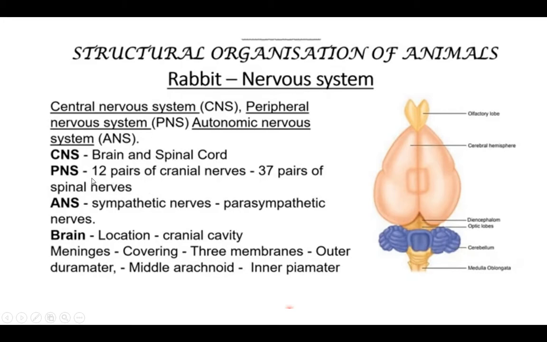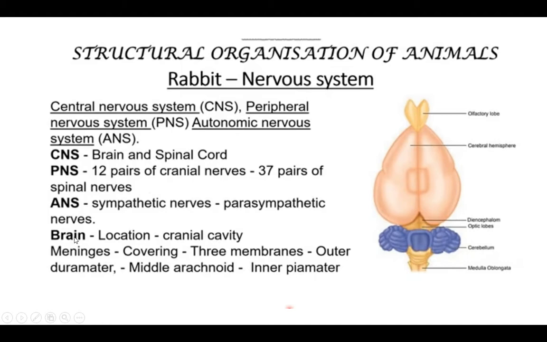Remember, this is important, one word. So how many cranial nerves? 12. How many spinal nerves? 37. And then ANS. ANS is what? Autonomic nervous system. They are sympathetic nerves and parasympathetic nerves.